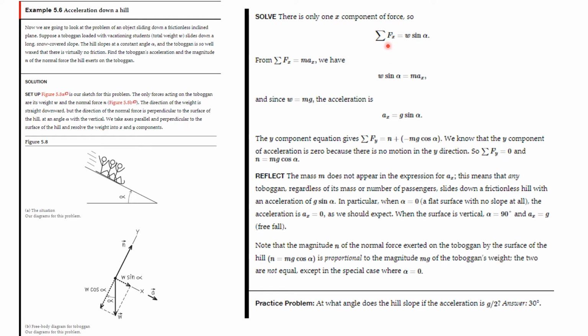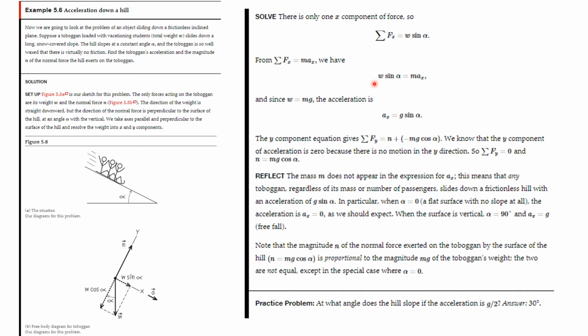So what happens is that the net force is going to be W sine alpha. There is no friction, so that's the only thing that you have, this force pushing you down. But we also know that the summation of the forces in the x direction, where x is going down the inclined plane, is going to be mass times acceleration, because you are going to be accelerating. So we set these two things equal and solve for the acceleration a_x.